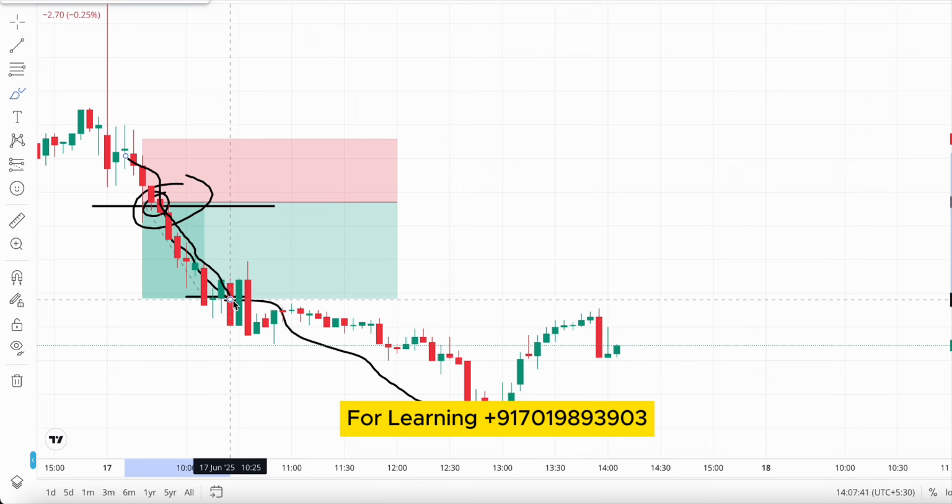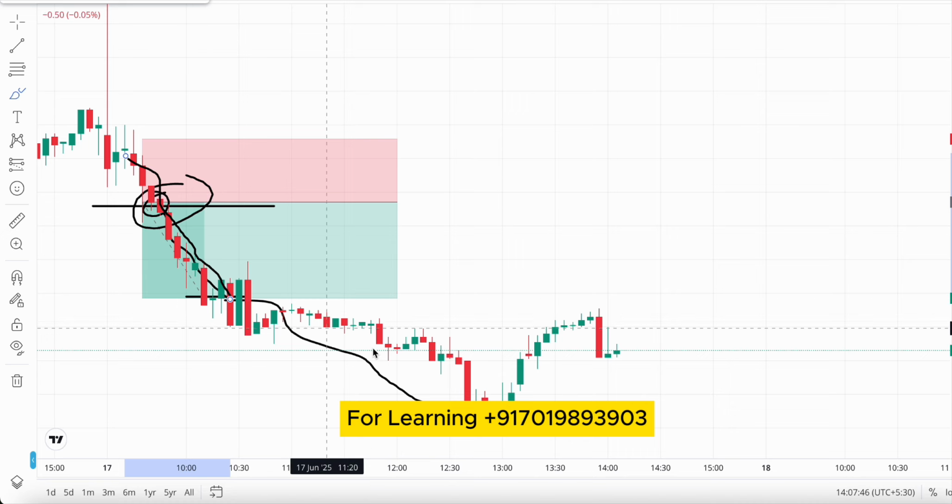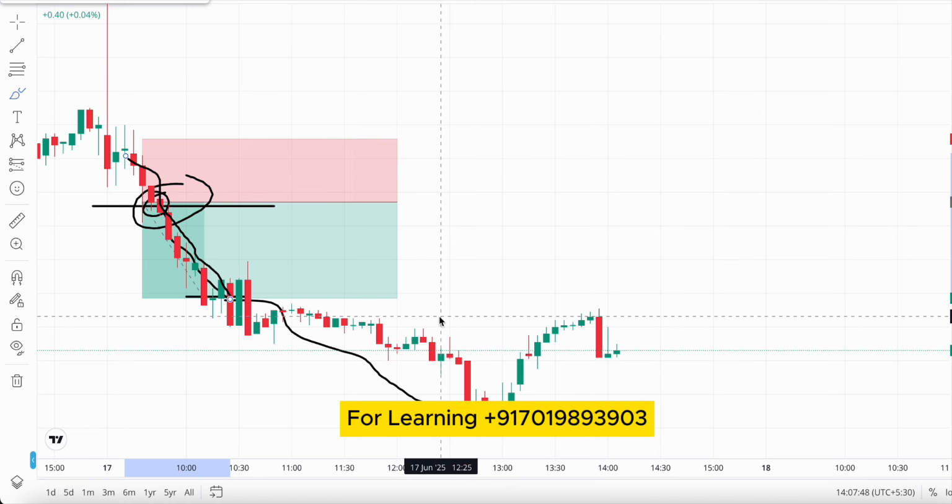This is a trade I've done based on my unique study and strategy, without any indicators. We can see here almost 1 is to 2 or 1 is to 3 risk reward was followed in this particular trade range.